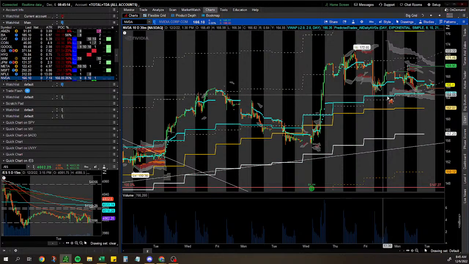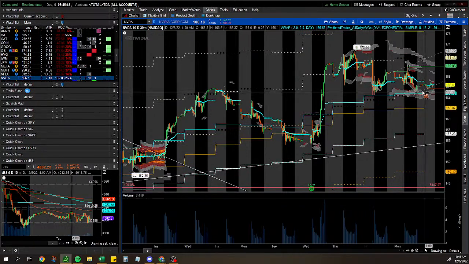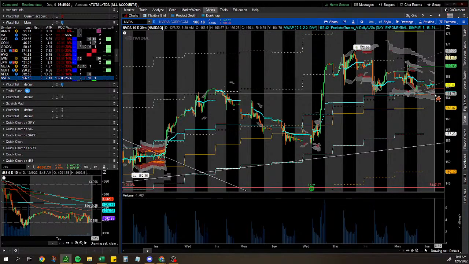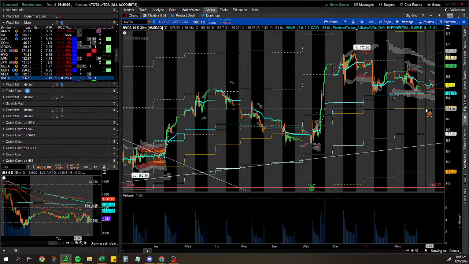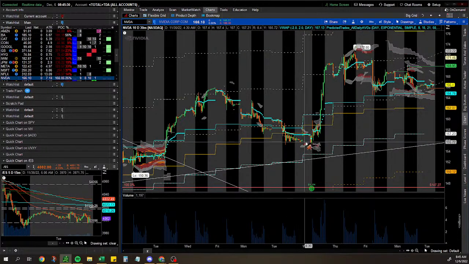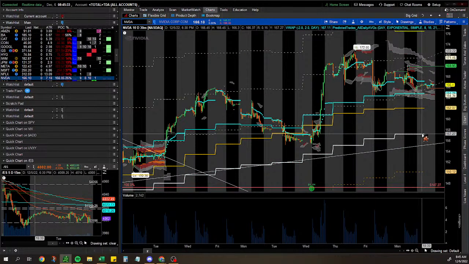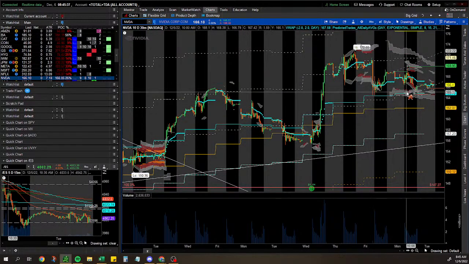NVIDIA did a great job holding up at the daily 8 and Friday's lows. So let's see if that can continue to hold. If it gives out, down to the daily 15 at 162. Anything below that, obviously this recent lows, but we do have the daily 21 right around that 157.5-ish.